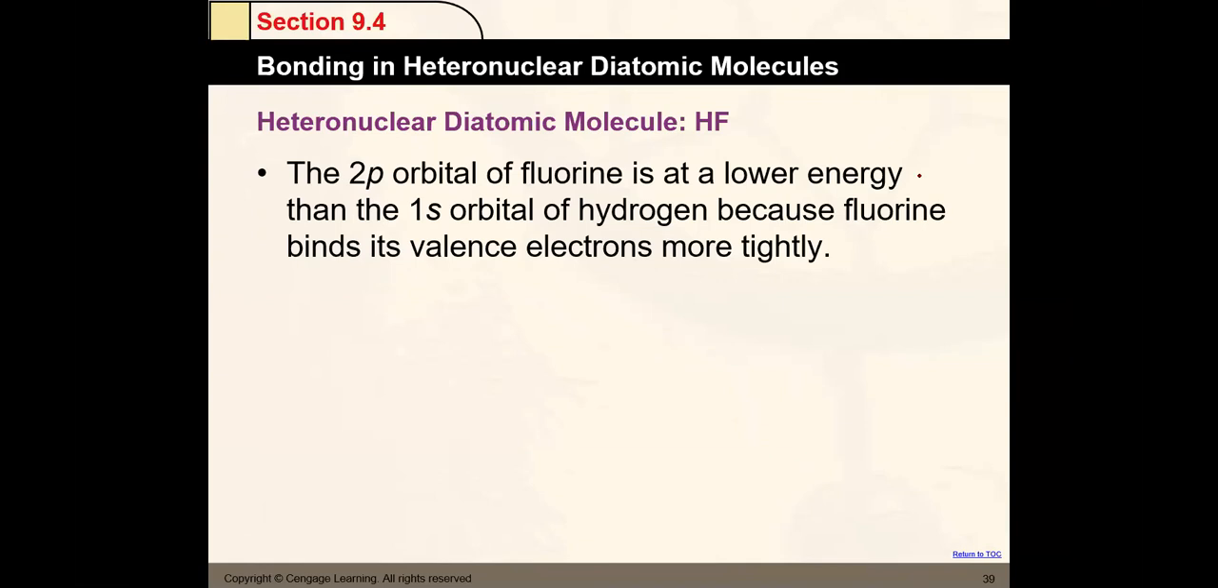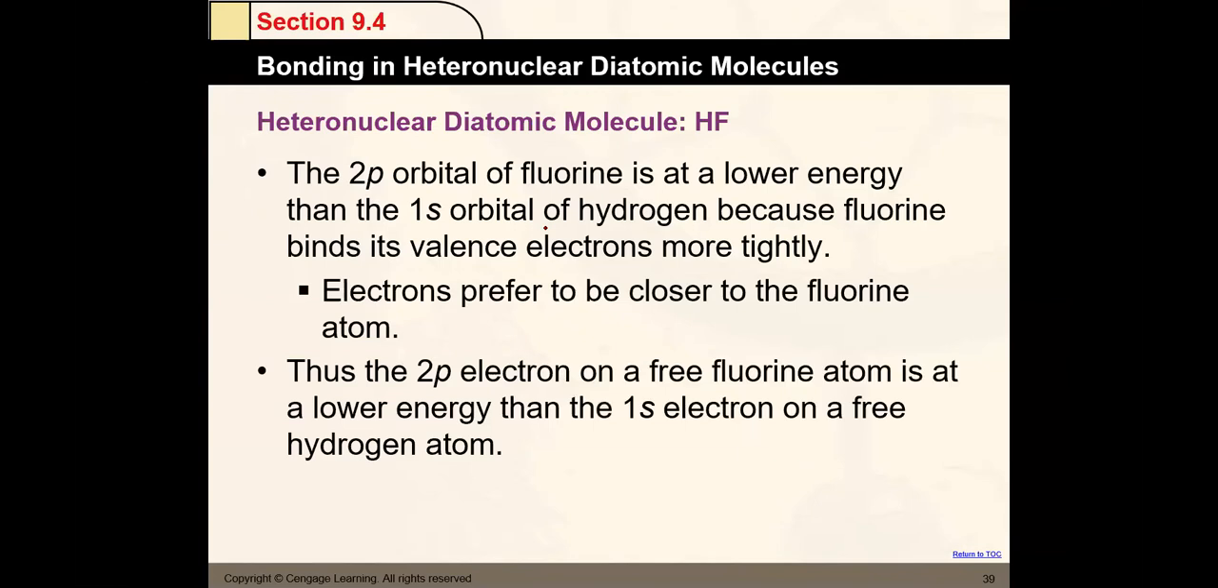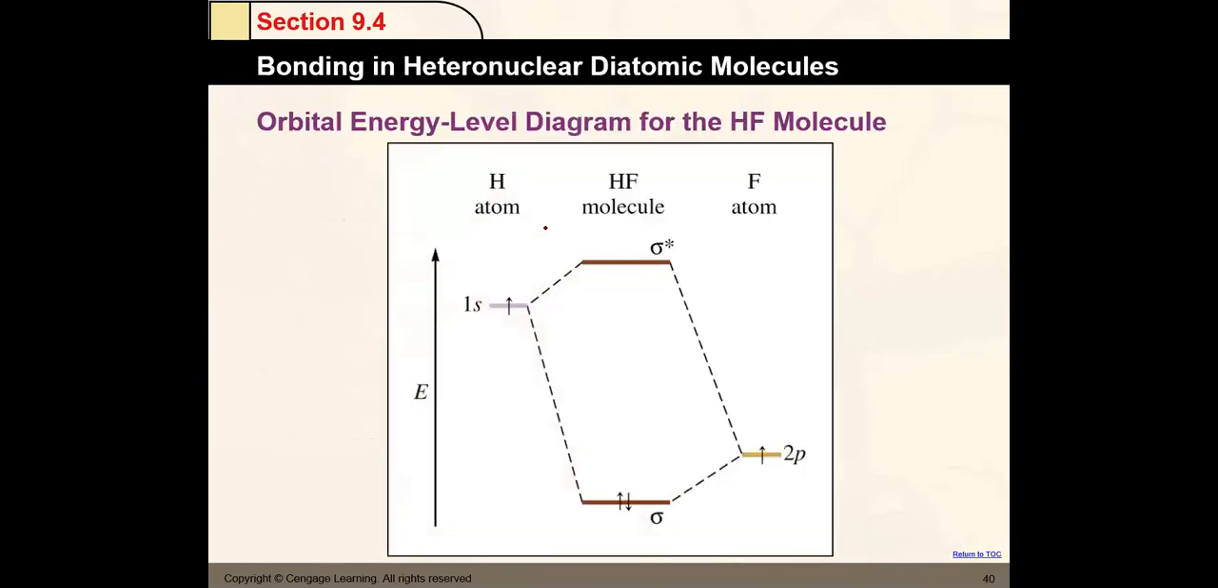But in this case, HF is a case for heteronuclear. Electrons prefer to be closer to the fluorine atom. The 2p electron of free fluorine is at a lower energy than the 1s electron. So here is the HF 1s electron versus the 2p electron. In this case, the 2p orbital is lower in energy than the 1s orbital of the hydrogen. Why is that? Because of the size of the atom. The size of the fluorine makes the energy of the 2p lower.